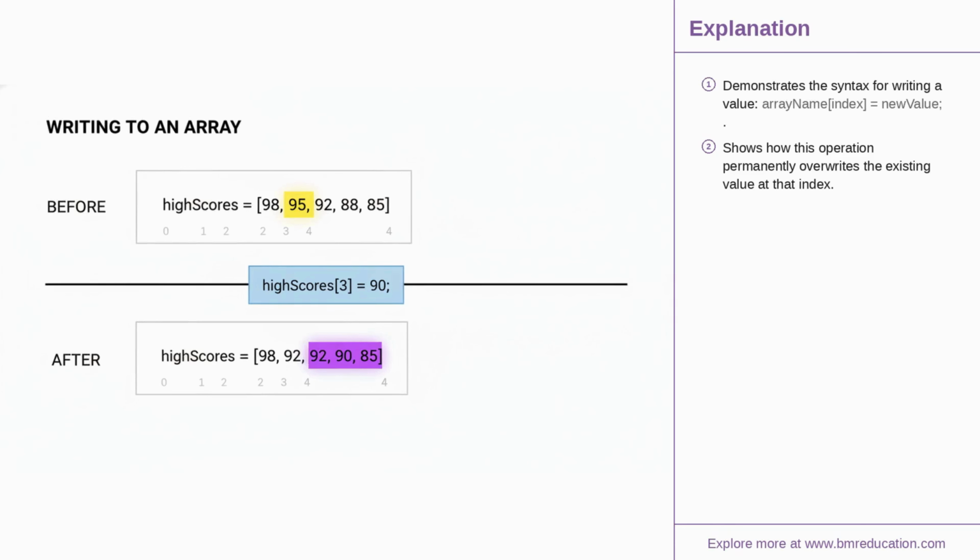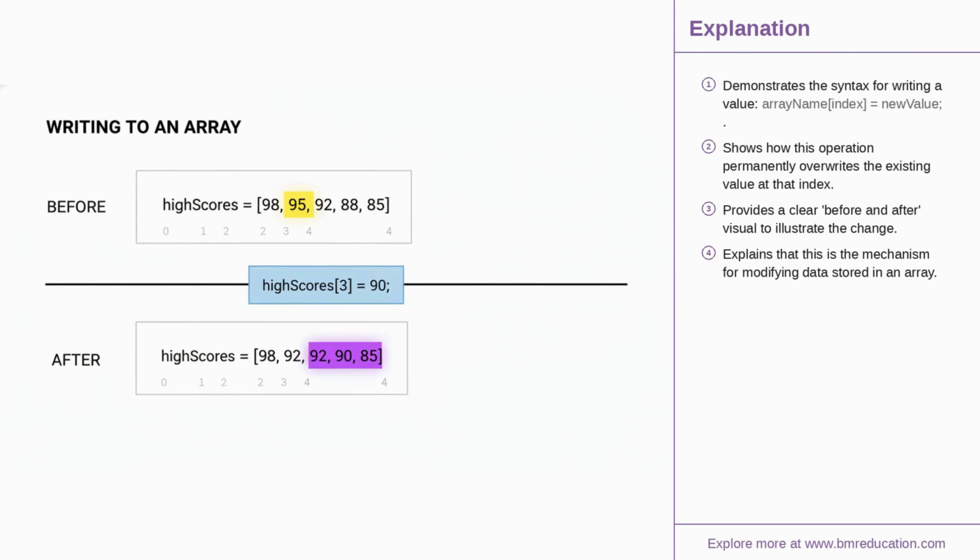Writing to an array works the same way. If we wanted to update the fourth score, we'd write highscores[3] = 90. This targets the element at index 3 and overwrites its current value. The original value of 88 is permanently replaced with 90. This allows us to modify our data collection dynamically as our program runs.